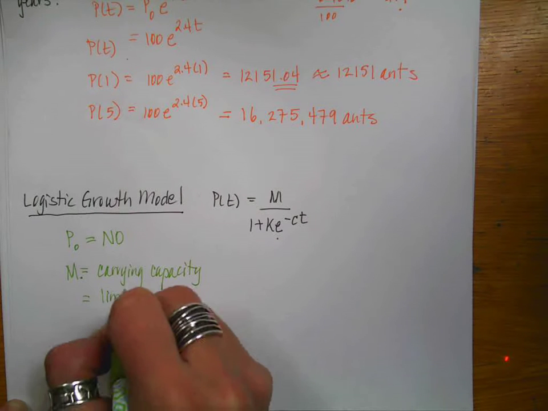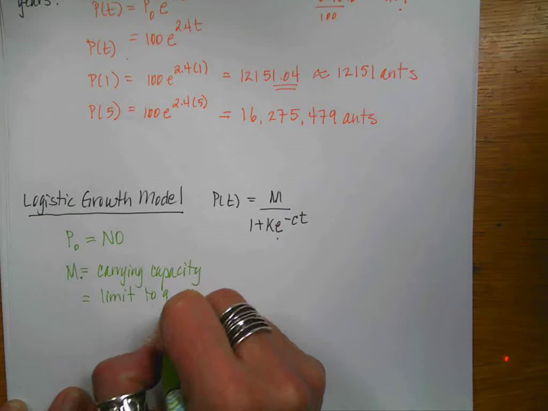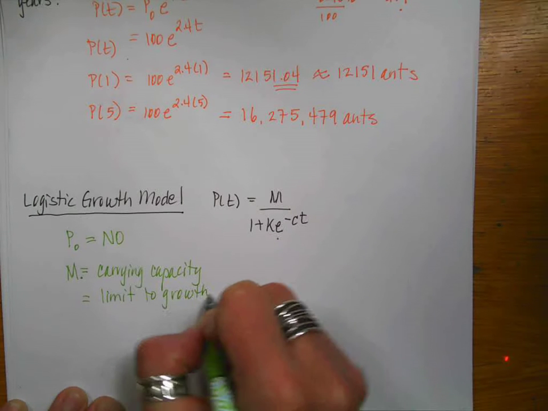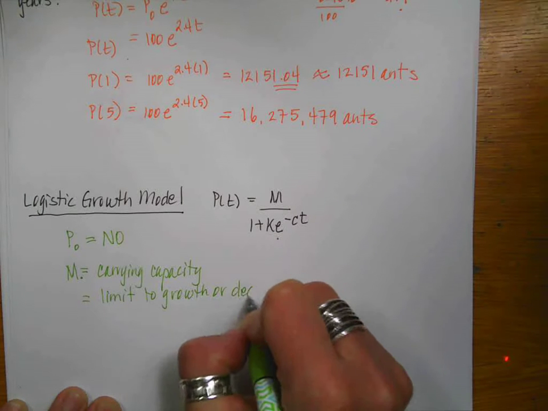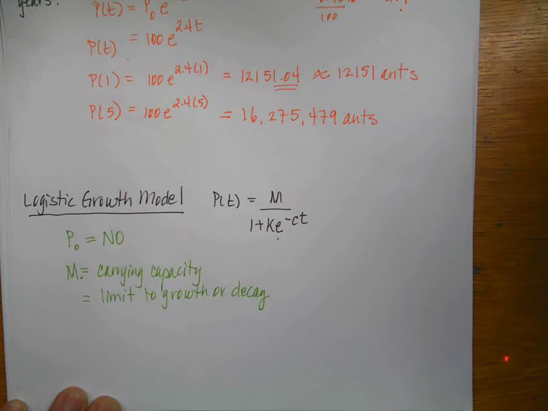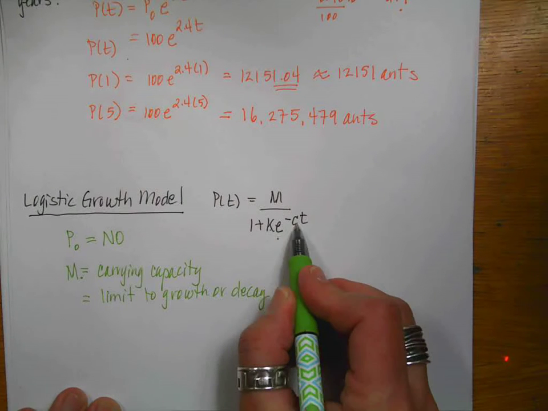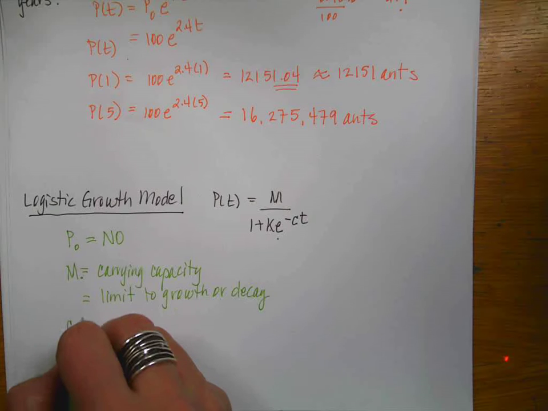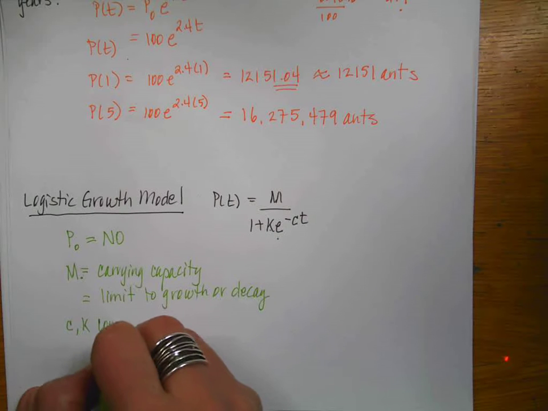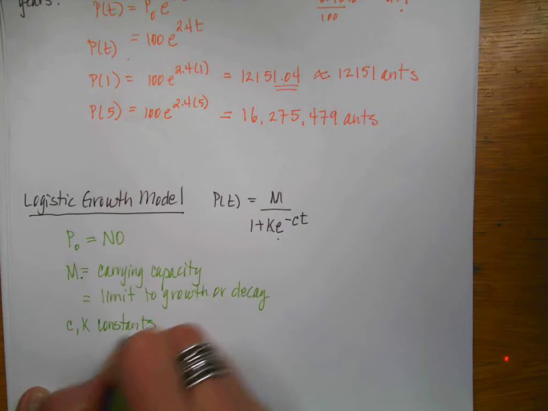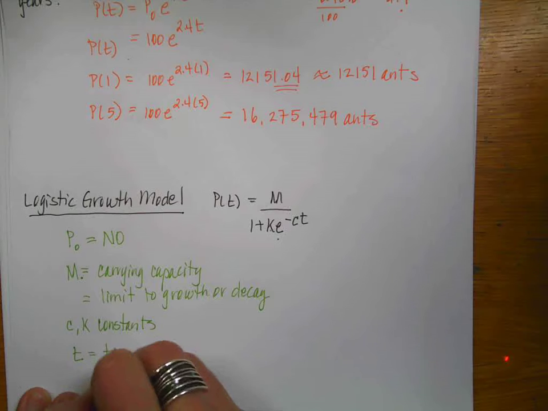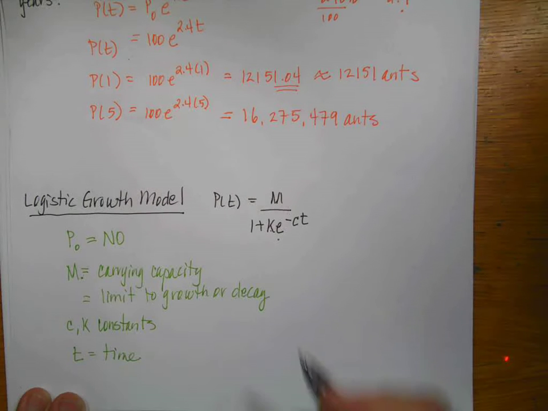And what that means, it is the limit to either growth or decay. Okay, so I'll talk about that in a little bit more detail when we talk about the graph. In this particular model, C and K are both constants. So C and K are constants. And then T is going to represent our time.